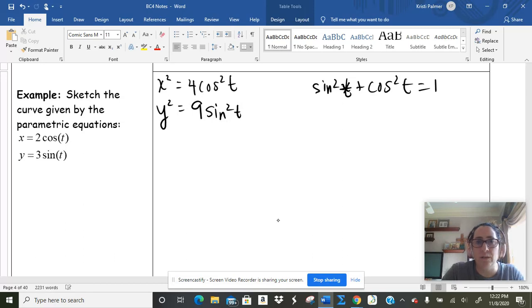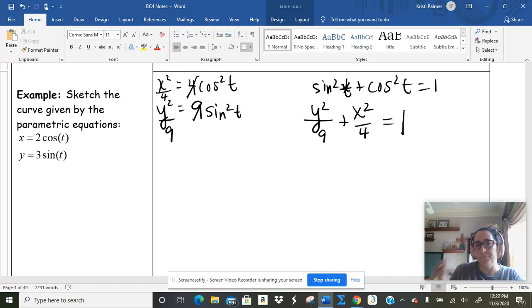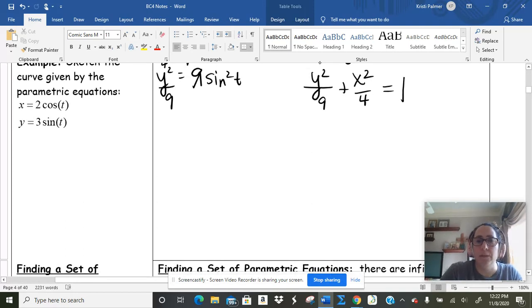And then I just want sine squared, so I'm going to divide the 9 over, and I just want cosine squared, so I'm going to divide the 4 over as I substitute it. So this is y squared over 9 plus x squared over 4 equals 1. This plus lets me know I have an ellipse, and I know it's not a circle because these are not the same values. If they were the same values, it'd be a circle. This is an ellipse.